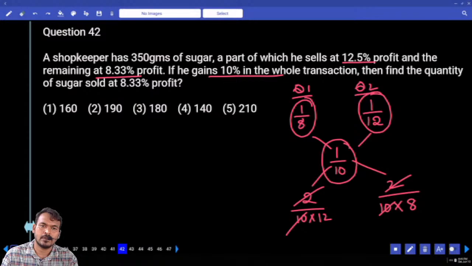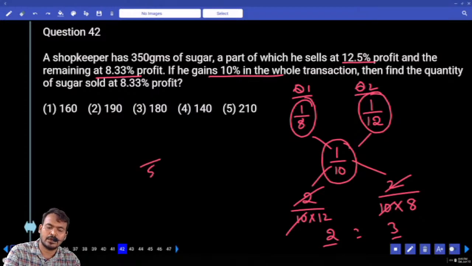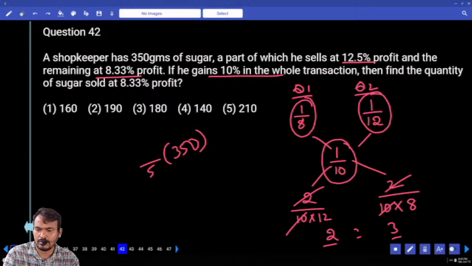What is the ratio? 2:3. Actually 1 by 12 is to 1 by 8, then we are getting 2:3. Denominator means what is the ratio? 2:3. Total how many parts? 5 parts. 5 parts equal to how many grams? 350 grams. But the required quantity is sold at 8.33%, means second quantity or first quantity? Second quantity. How many parts do we need? 3 parts.